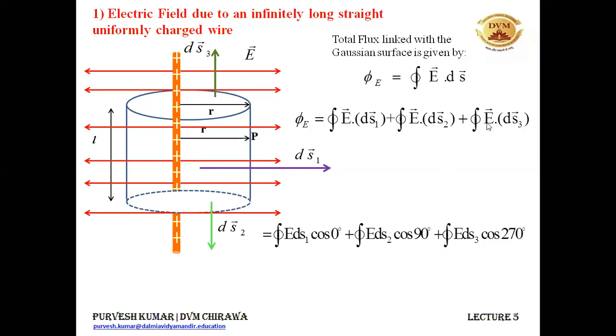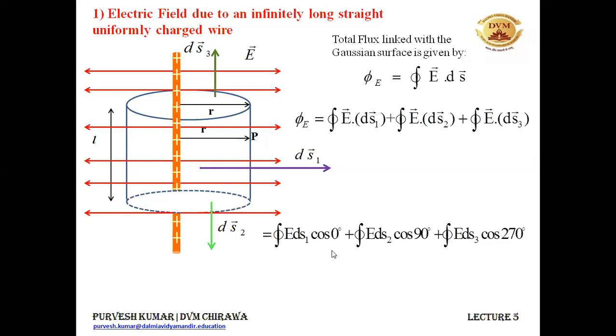Similarly, when we expand this dot product, that is E dot ds3, it will be E ds3 cos 270, because now the angle will be 270 degrees. All right. We know that cos 90 and cos 270 are 0. So the flux contribution from the top and the bottom surface comes out to be 0.